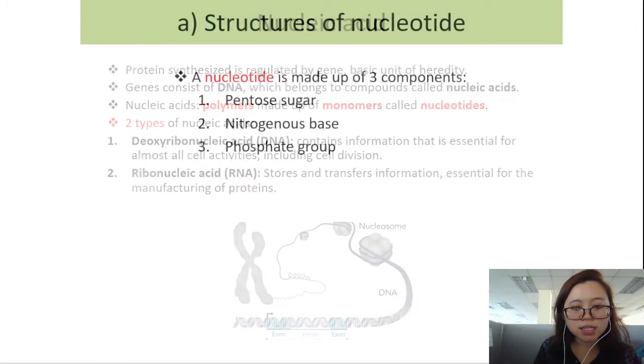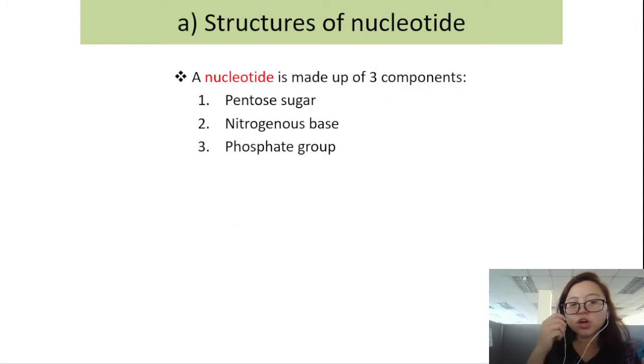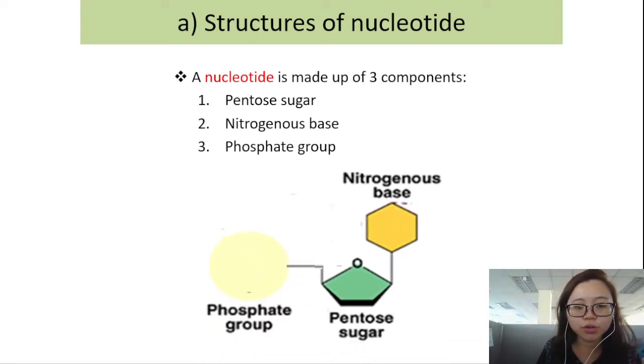Okay, let us keep moving on. We'll talk about the structure of a nucleotide. A nucleotide is made up of three components. The components are pentose sugar, nitrogenous base, and phosphate group. So here is the pentose sugar, nitrogenous base, and also phosphate group.